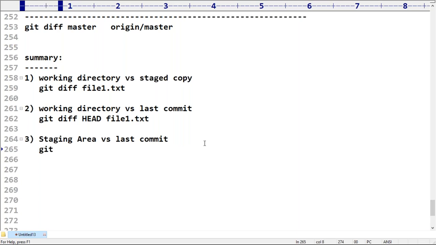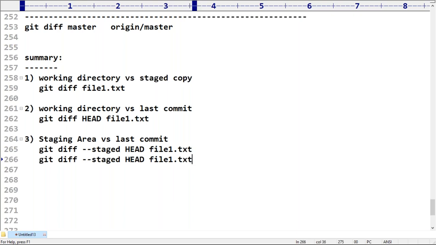git diff --staged HEAD file1.txt. We can use file1.txt, but here HEAD is optional. Instead of --staged, you can use --cached also; it is equally applicable. HEAD is optional anyway. Okay, we covered that.